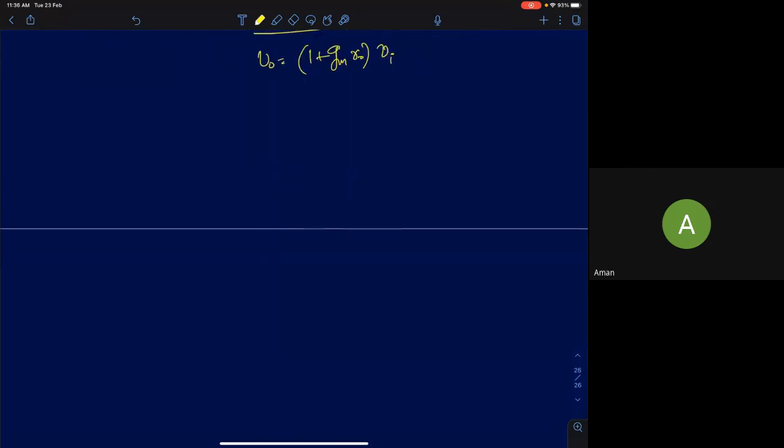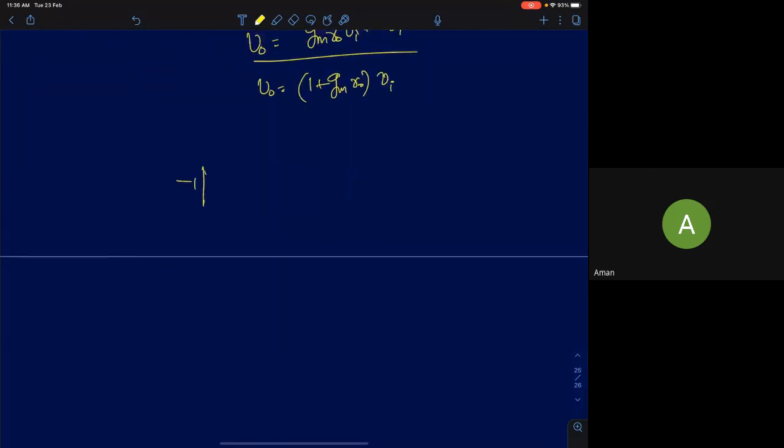I'll redraw the circuit. I think it will be more clear. So for example, this is the circuit, this is Vi here. I'm asking you to find V0 here. V0 is from this voltage to this, so this is your output voltage, gate is at ground.